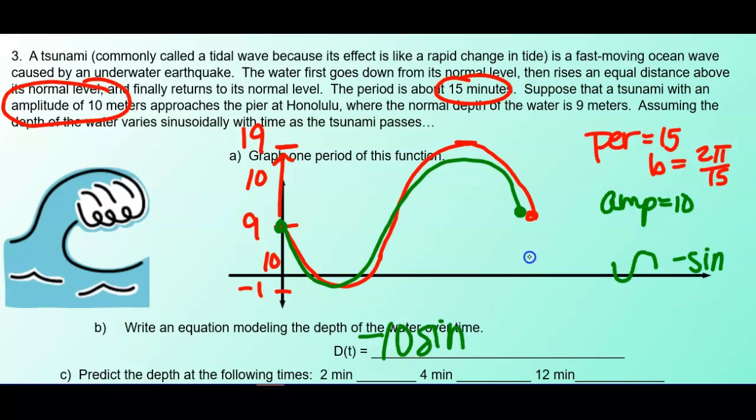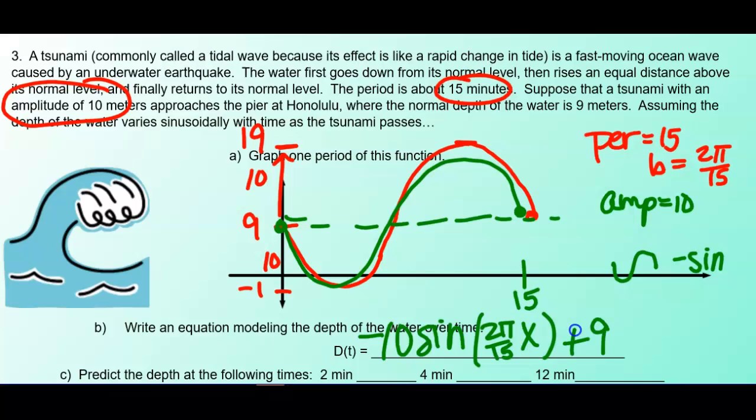The period, did they tell us? Oh, yeah, we did that already. The period was 15 minutes, which meant a 2 pi over 15 went into our equation. And the vertical shift is simply the midline, or the normal 9 meters of water.